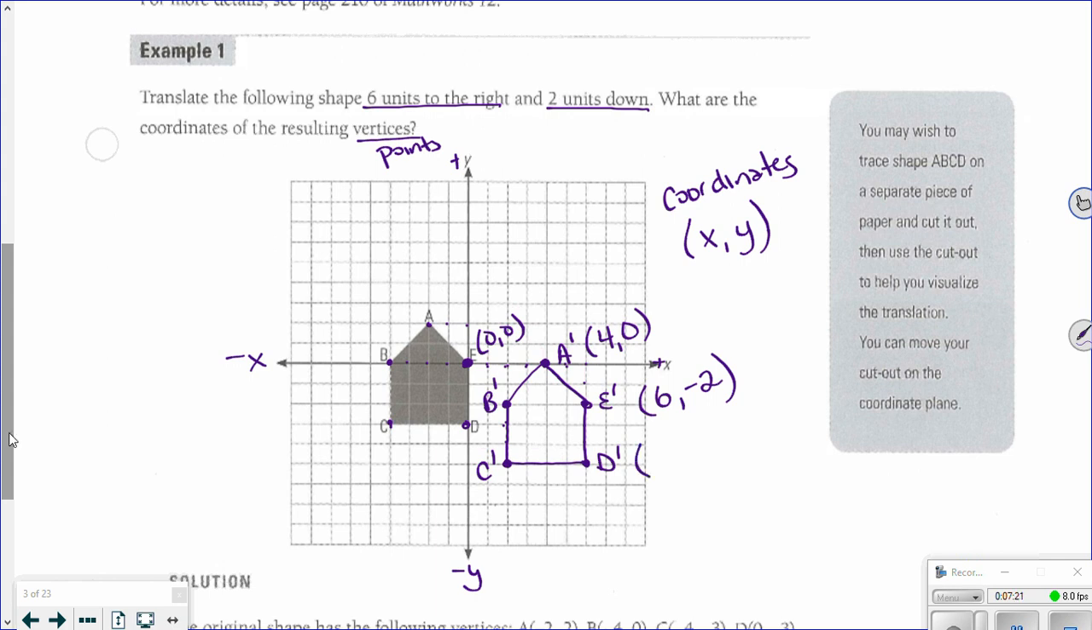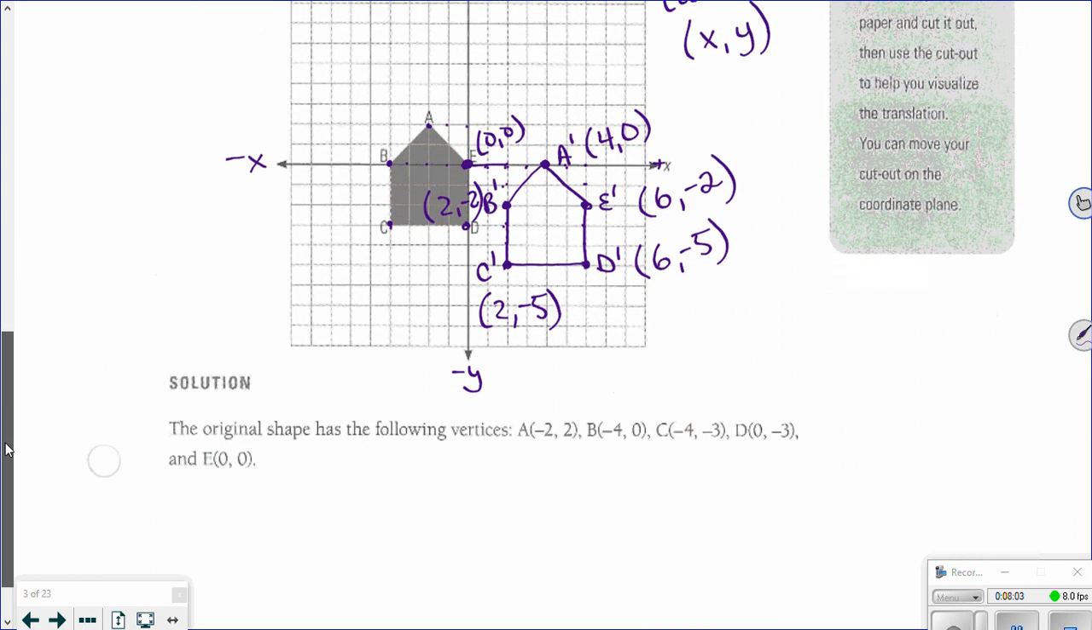D is in line with E prime, so I know I'm going over 6. So right 6 is positive 6. And from this line, I'm going down 1, 2, 3, 4, 5. So my y value is negative 5. To get to C, I have to go from my origin, right 2. So 2, down 1, 2, 3, 4, 5, so negative 5. And then my B value, I go right 2, down 2. So 2, comma, negative 2. Those are my coordinates of my points.